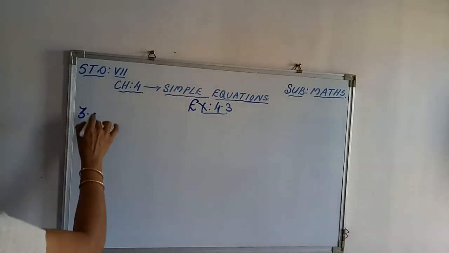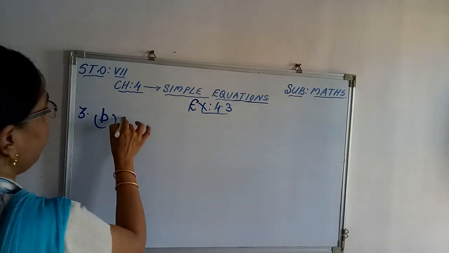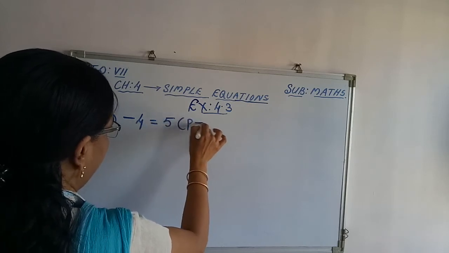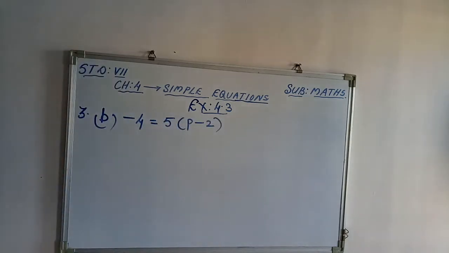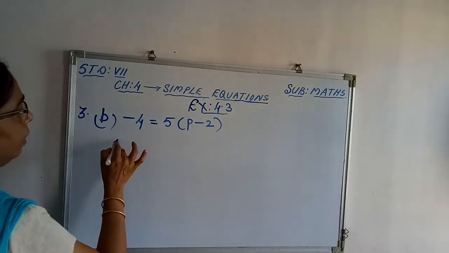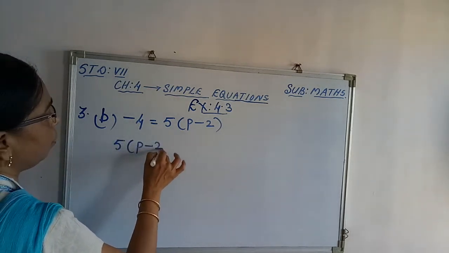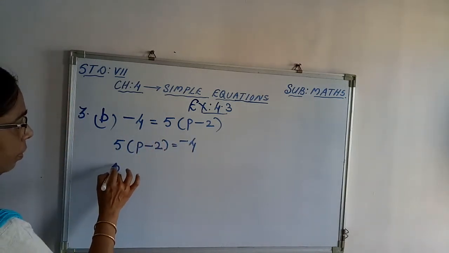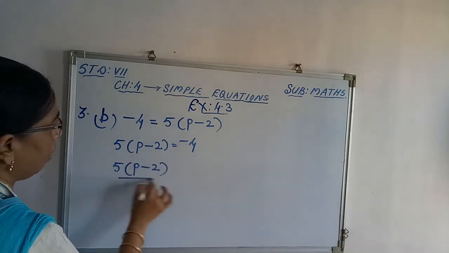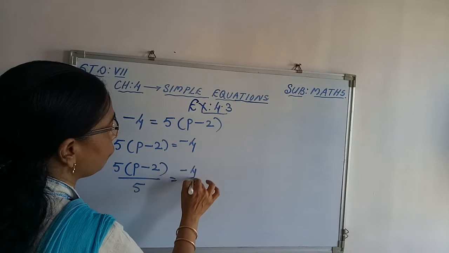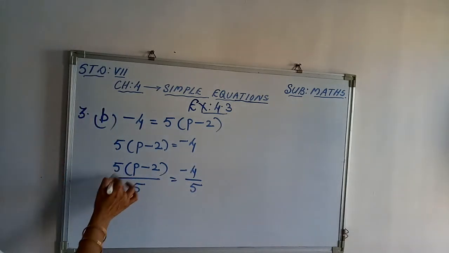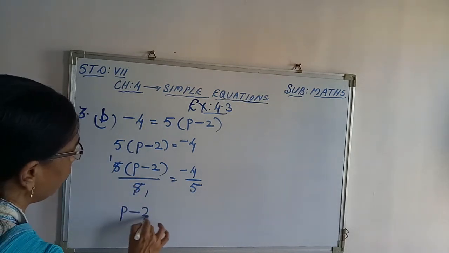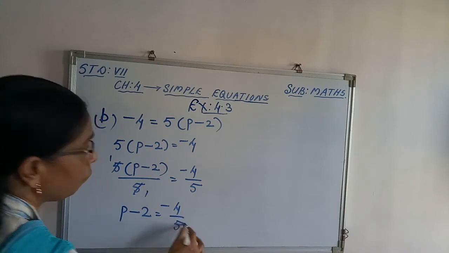Now B. Minus 4 is equal to 5 into P minus 2. Here we can change the sign. 5 into P minus 2 is equal to minus 4. Divide both the sides by 5. 5 into P minus 2 upon 5 is equal to minus 4 upon 5. 5 and 5 gets cancelled. We get P minus 2 is equal to minus 4 upon 5.